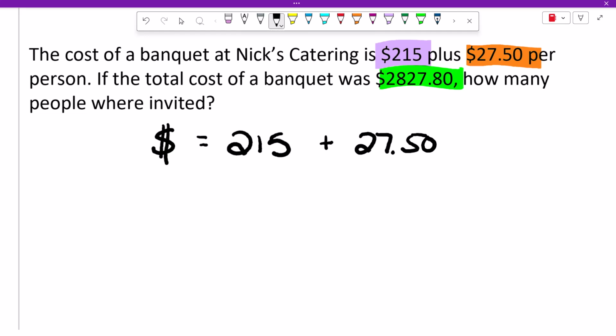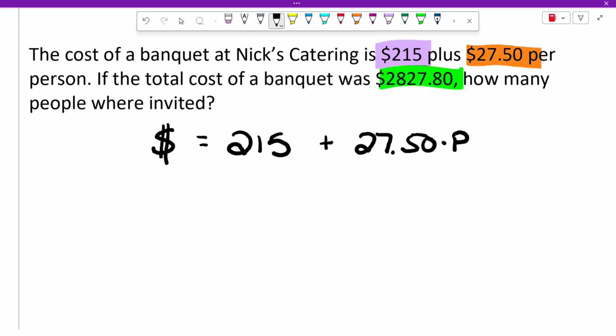So that's $27.50 a person. If we just invite a lonely party of one person, it'll be $215 plus $27.50. If we invite two people, it'll be double that. If it's three people, it'll be triple that. Right now, we're trying to figure out how many people we can invite, so we don't know how many people there are going to be. Instead of having a number there, we're going to put down a letter. I'm going to put down P for people. If it's three people, we would triple it. If four people, we would quadruple it. And that's the equation we want to solve for.